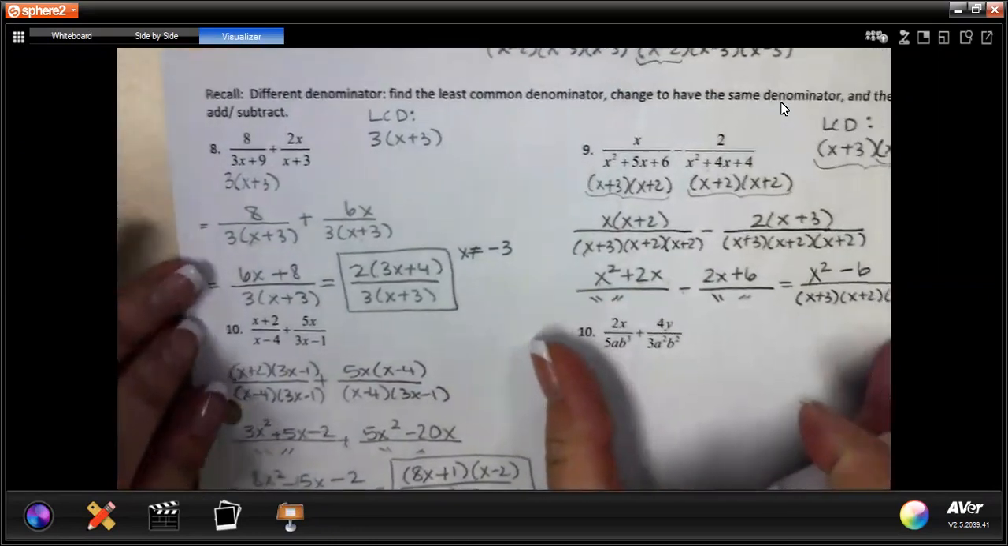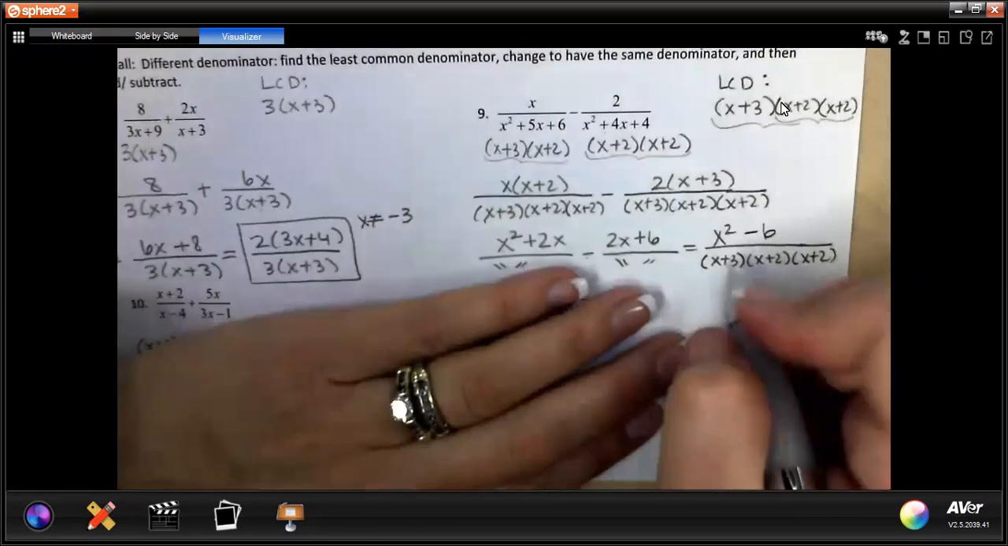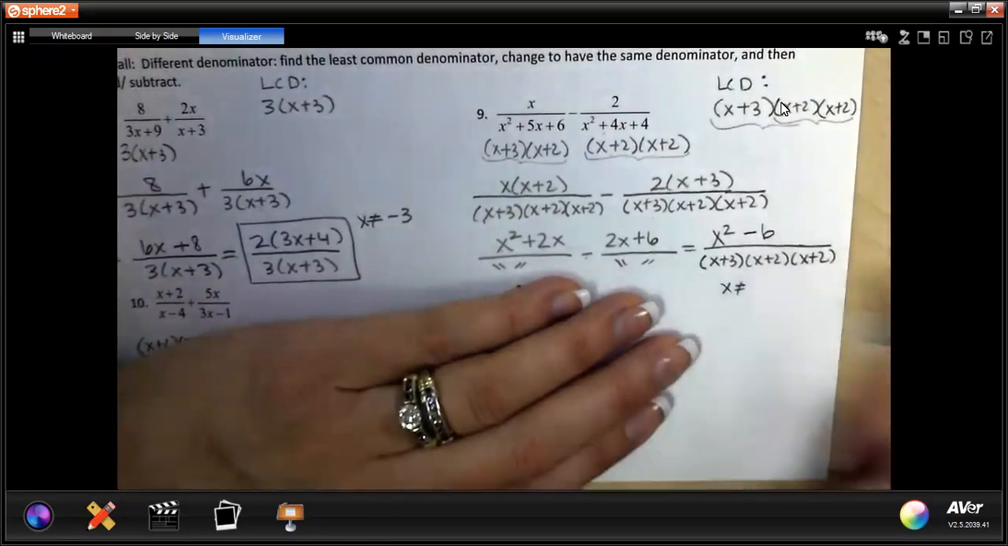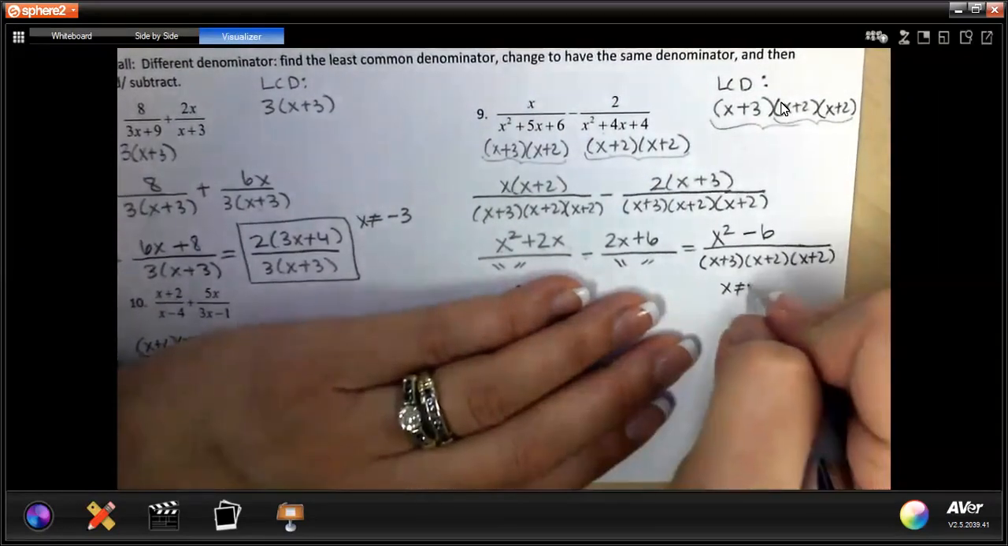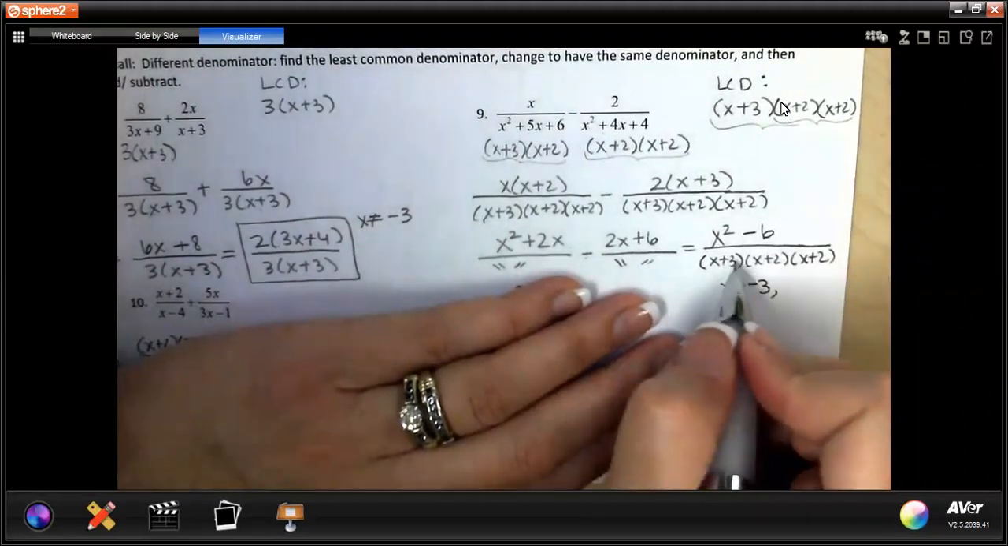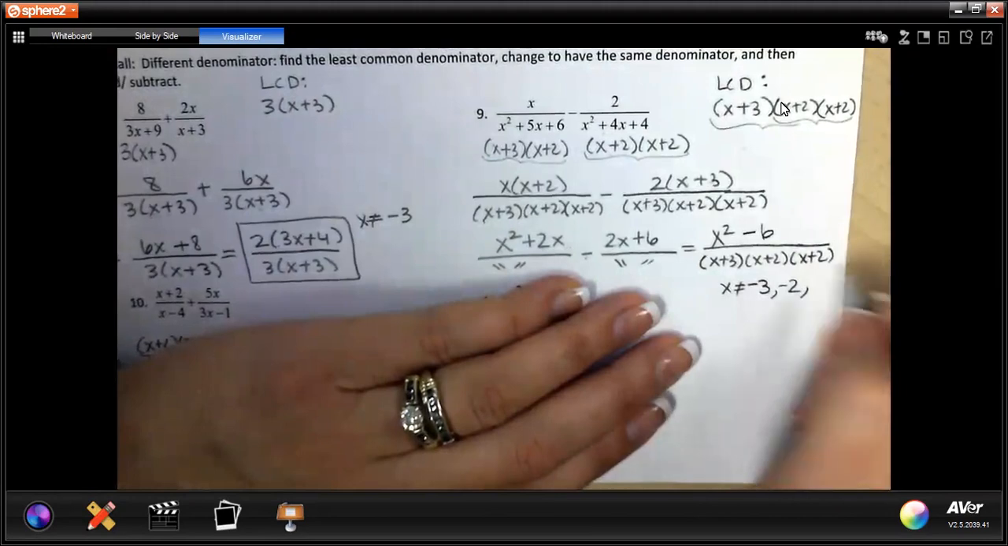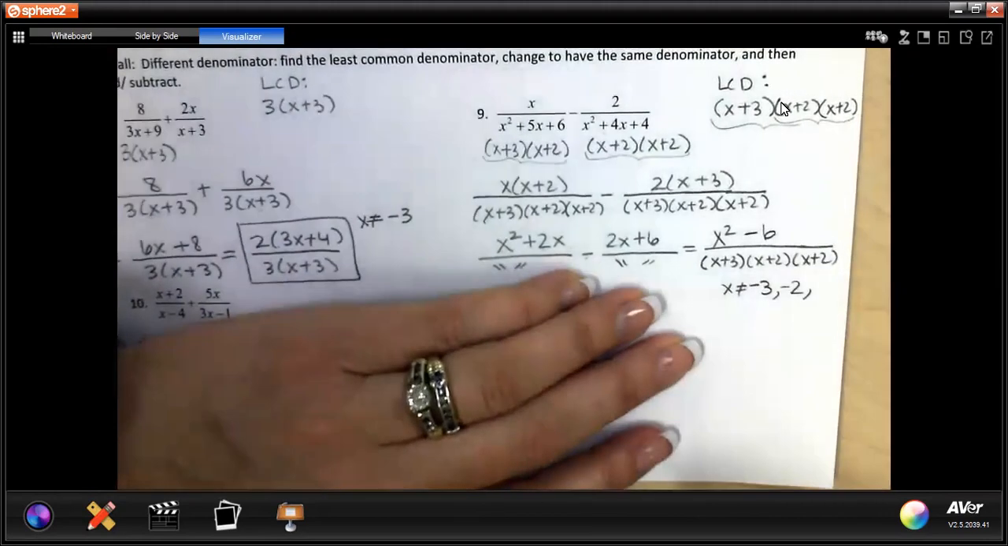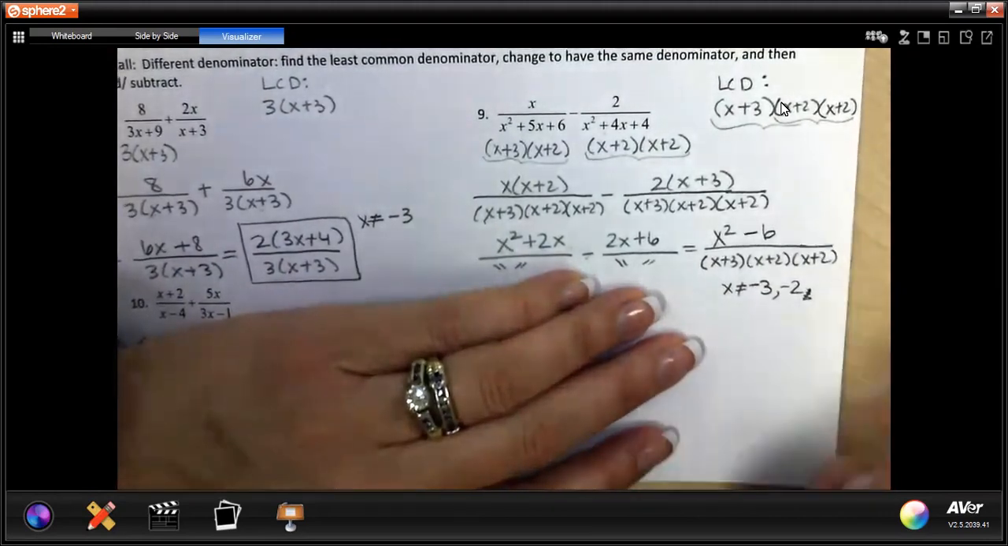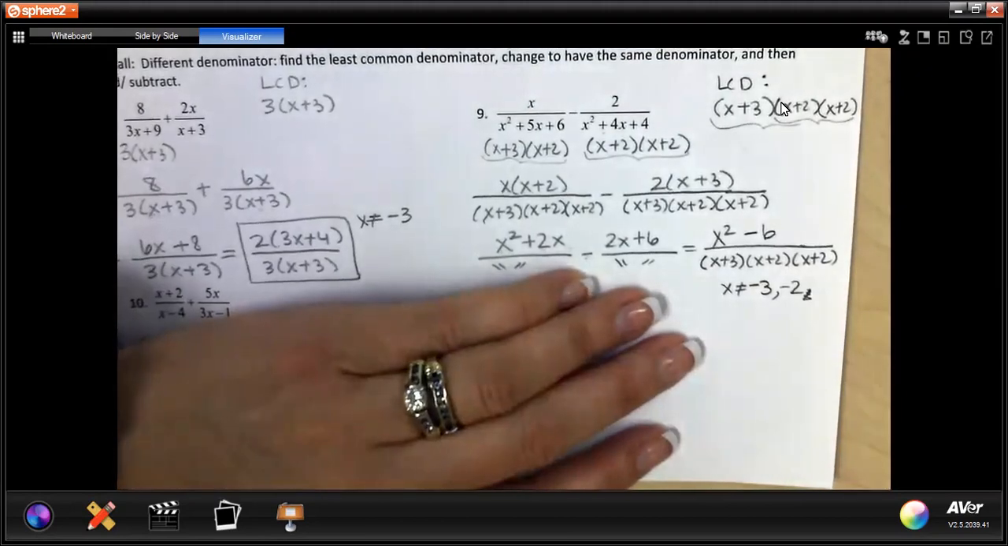So on a lot of the tests, you'll see those restrictions. In this case here, you would have 3 restrictions: negative 3, because it cannot be 0, negative 2, because that would make that one 0, and actually that other one is the same thing, so it'd just be those 2. But you're looking for whatever makes it 0, that would be a restriction, so keep that in mind as well.